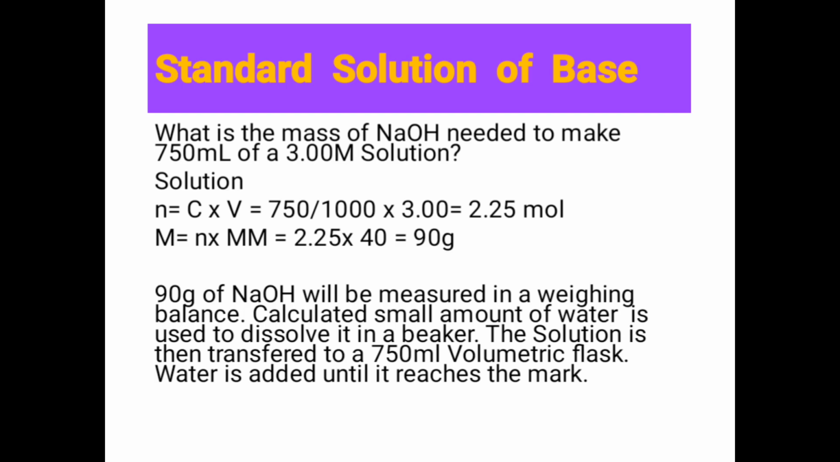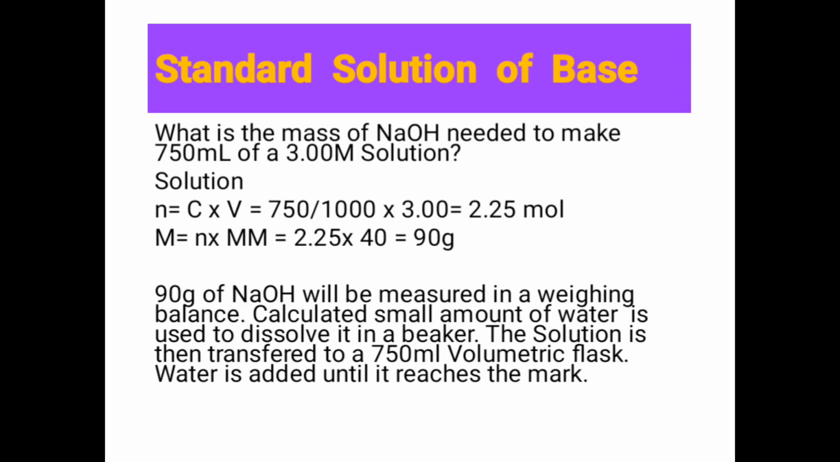So 2.25 multiplied by 40 will give us 90. So the mass of NaOH that is needed to make 750 ml of a 3.00 molar solution is 90 gram. To complete the preparation, you can now measure 90 gram of sodium hydroxide pellet using a weighing balance.